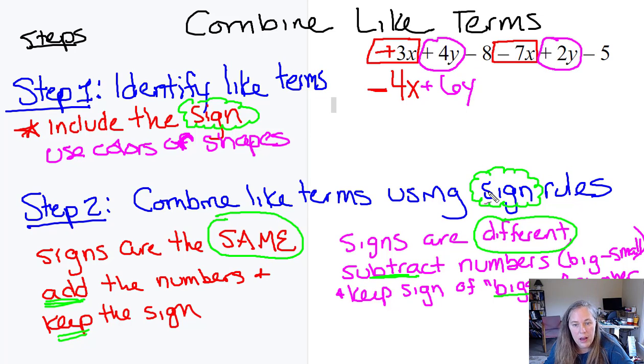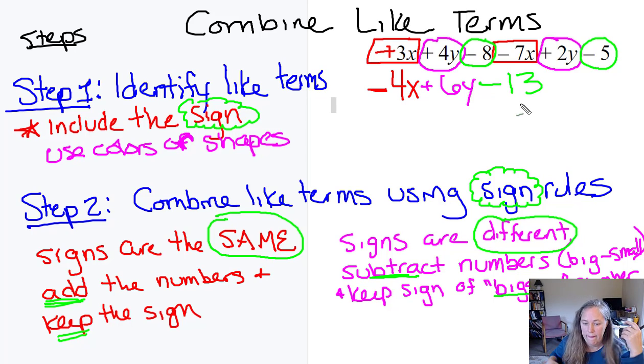And then I have the constant terms, the ones without variables. Okay, and I'm going to use a green circle. We have a -8 and a -5. Negative, so signs are the same. So I'm going to add the 8 and the 5, 13, and I'm going to keep the sign, -13. I hope you guys can see that light green. I'm going to trace that with black just in case. So this expression is simplified to an equivalent expression: -4x + 6y - 13.